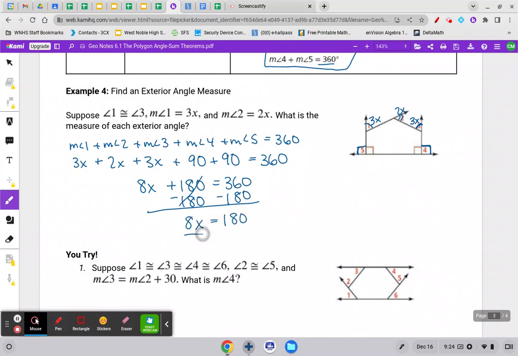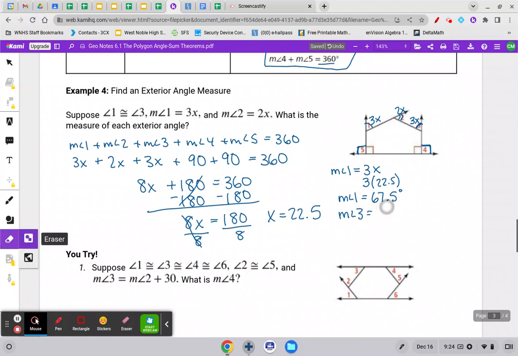I finish solving, and I do get a decimal. That's totally okay. And now I can plug this in, so the measure of angle 1 that I need to find, I get that it is equal to 67.5 degrees. That also means that angle 3 is congruent to angle 1, so it is the same. Oops, got the wrong thing. So angle 3 is also 67.5 degrees.